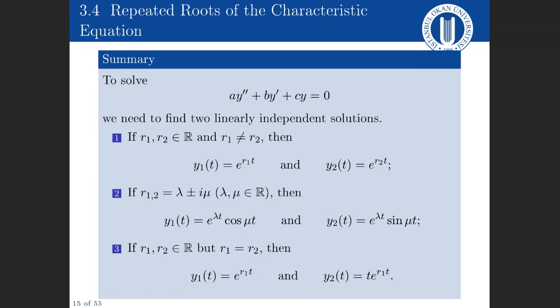Now we can fill in the summary. To solve a second order linear ordinary differential equation, homogeneous with constant coefficients, we need to find two linearly independent solutions. Case 1 and case 2 we did yesterday. We've just done case 3. If we have repeated roots, then the two functions that we want are e^(rt) and t e^(rt).